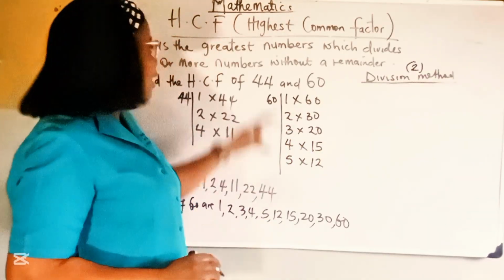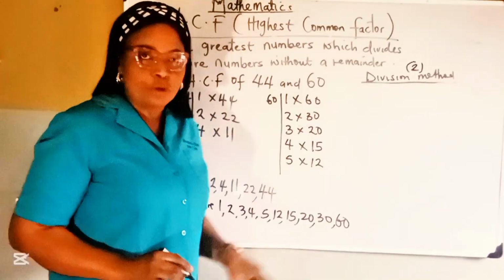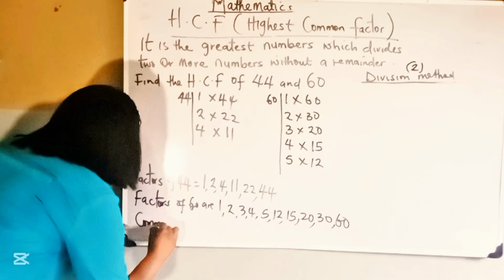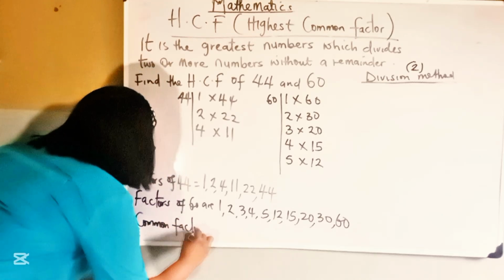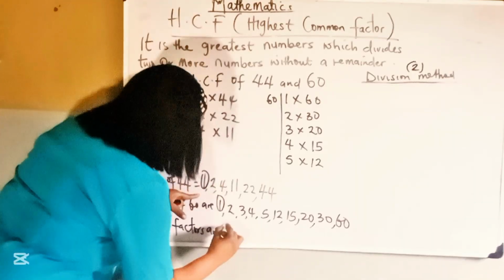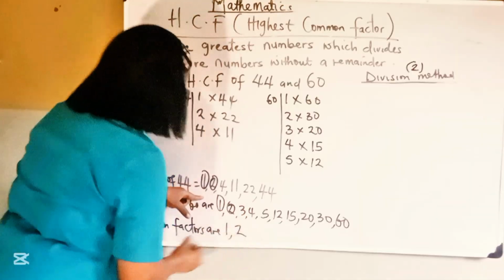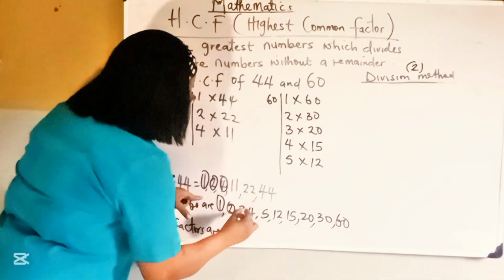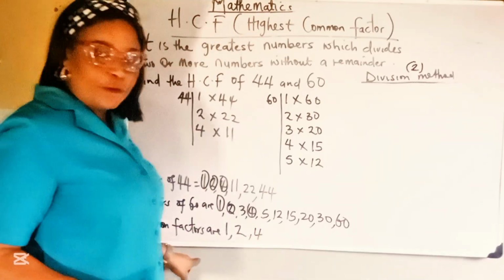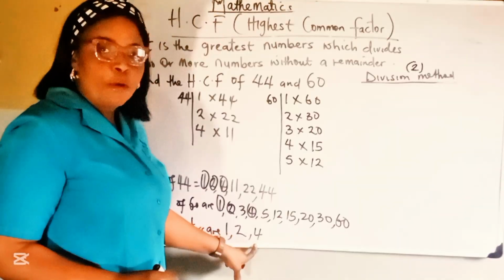So we're going to bring out the common factors before we can bring out the highest common factor. What are their common factors? One is their common factor. We have 2 here, we have 2 here. We have 4 here, we have 4 here. So their common factors are 1, 2, and 4.